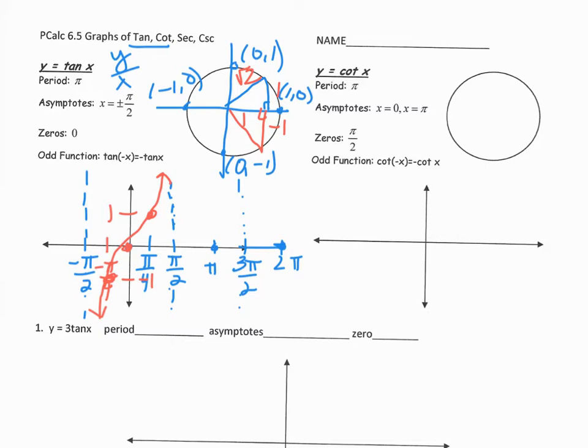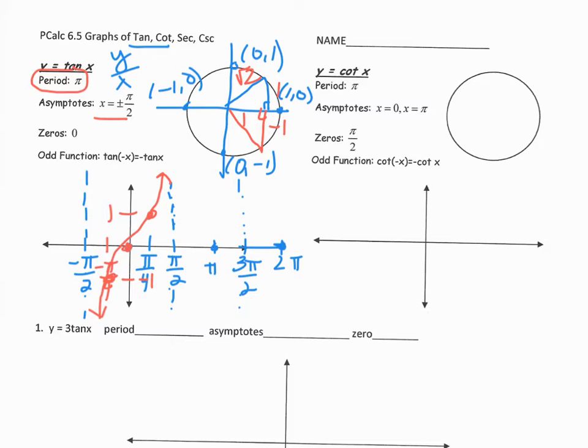If you look from the left-hand asymptote to the right-hand asymptote, from negative pi over 2 to pi over 2, look at the period of tan. It's only pi. Sine and cosine have period 2 pi; tan has period only pi. This one has 2 asymptotes, at plus and minus pi over 2, only 1 zero in the middle, and it's an odd function, so it has origin symmetry.